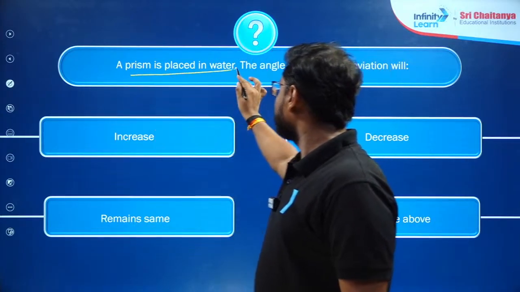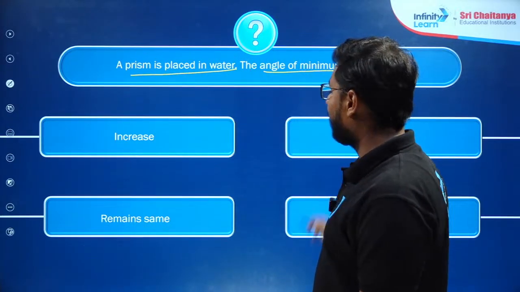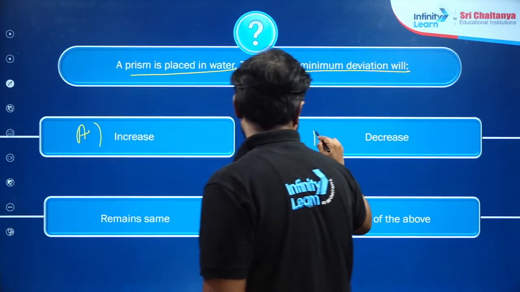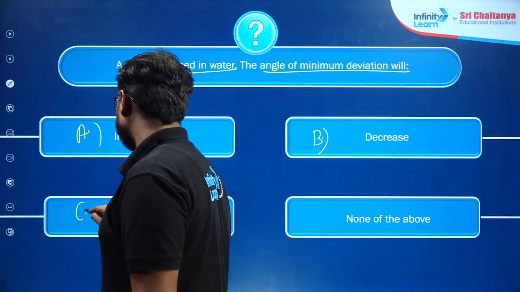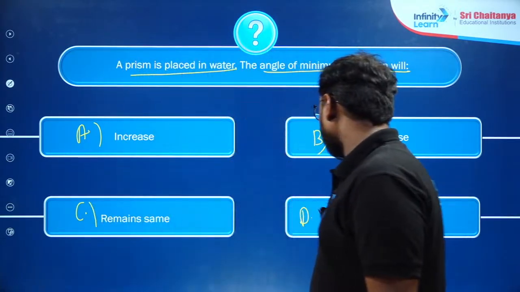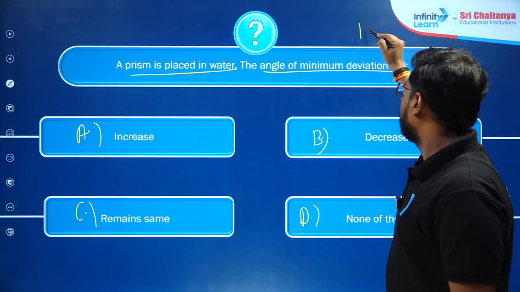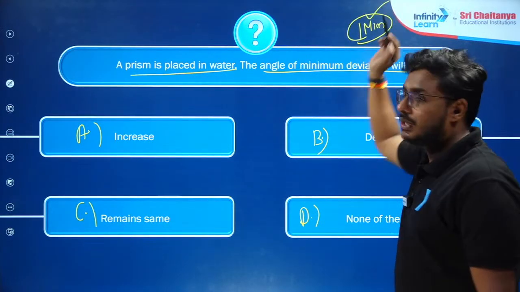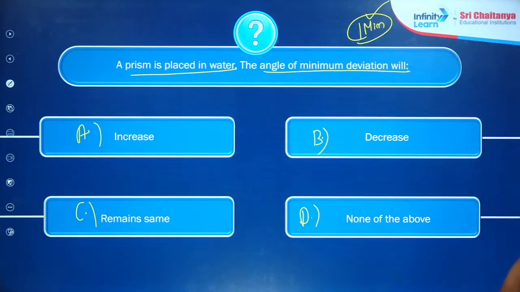A prism is placed in a water. The angle of minimum deviation will, option A, increase, option B, decrease, option C, remain same, or option D, none of these. Class, for this question, 1 minute you all are having to think about it. After 1 minute, we'll take your answer. Your time starts now. Quickly, everyone.